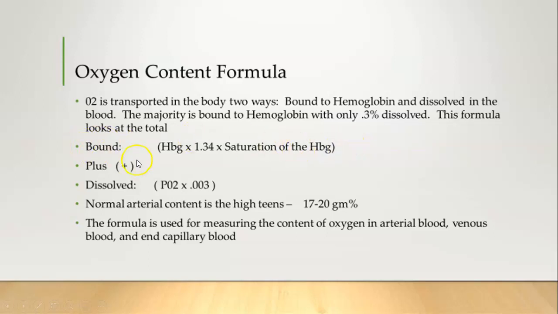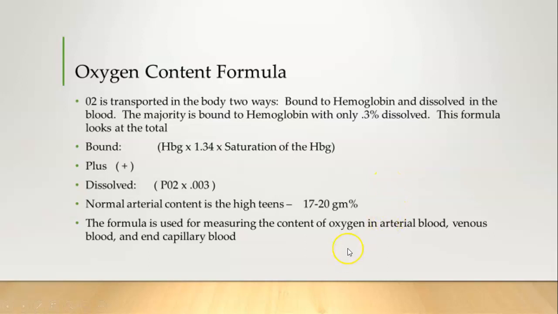So we have, this is the part that's bound to the hemoglobin. So we're going to take the hemoglobin times the amount of oxygen that it can hold, and that's 1.34 per 100 mLs, and times the saturation of the hemoglobin. Add in that the PaO2, times 0.003, and the normal arterial content is in the high teens. So we're somewhere around 17 to 20. It's going to be in the high teens.